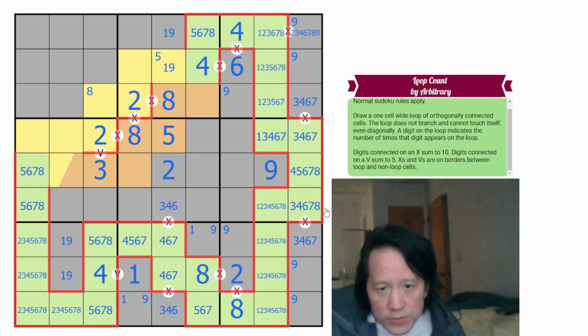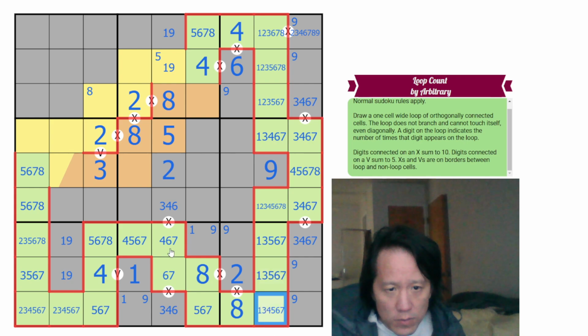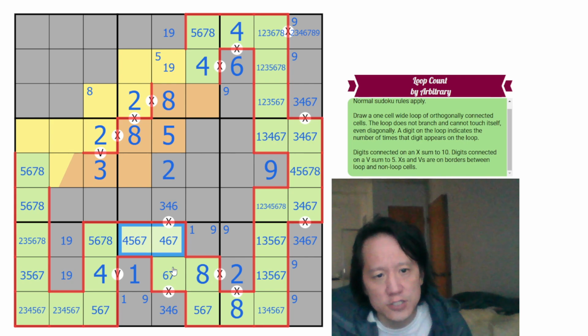This can't be 2, so this can't be 8. No 2 or 8 here. The 8 can't be here, and the 8 can't be here, so the 8 could be here. This can't be 2. This can't be 4, this can't be 4. So 4 is one of these two, so this can't be 4, this can't be 4. This can't be 4. The 4 is here. We have a contradiction.